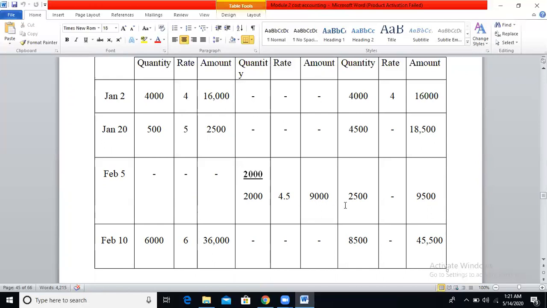And I told you from the balance, if you make purchases, purchases will be added. If you make issues, issues will be deducted. So 4500 minus 2000, you will get 2500. And from the total value, 18,500 minus 9,000, you will get 9,500.